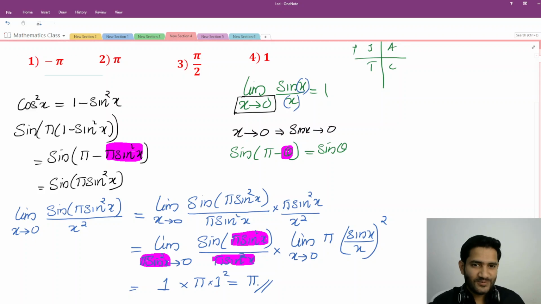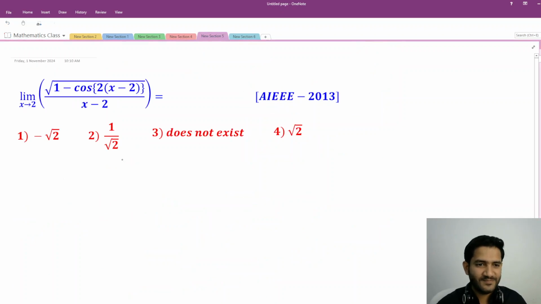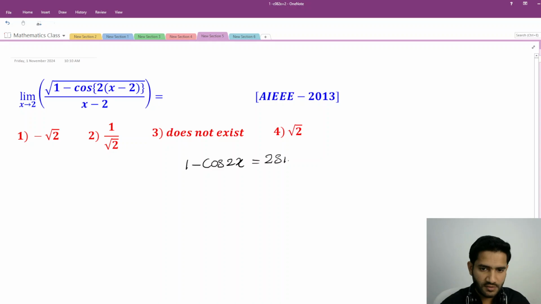Okay, so next question. What is that? 1 minus cos 2x. We can use 1 minus cos 2x, again it is from trigonometry. What is 1 minus cos 2x? We have already explained. 1 minus cos 2x is equal to 2 sine square x.